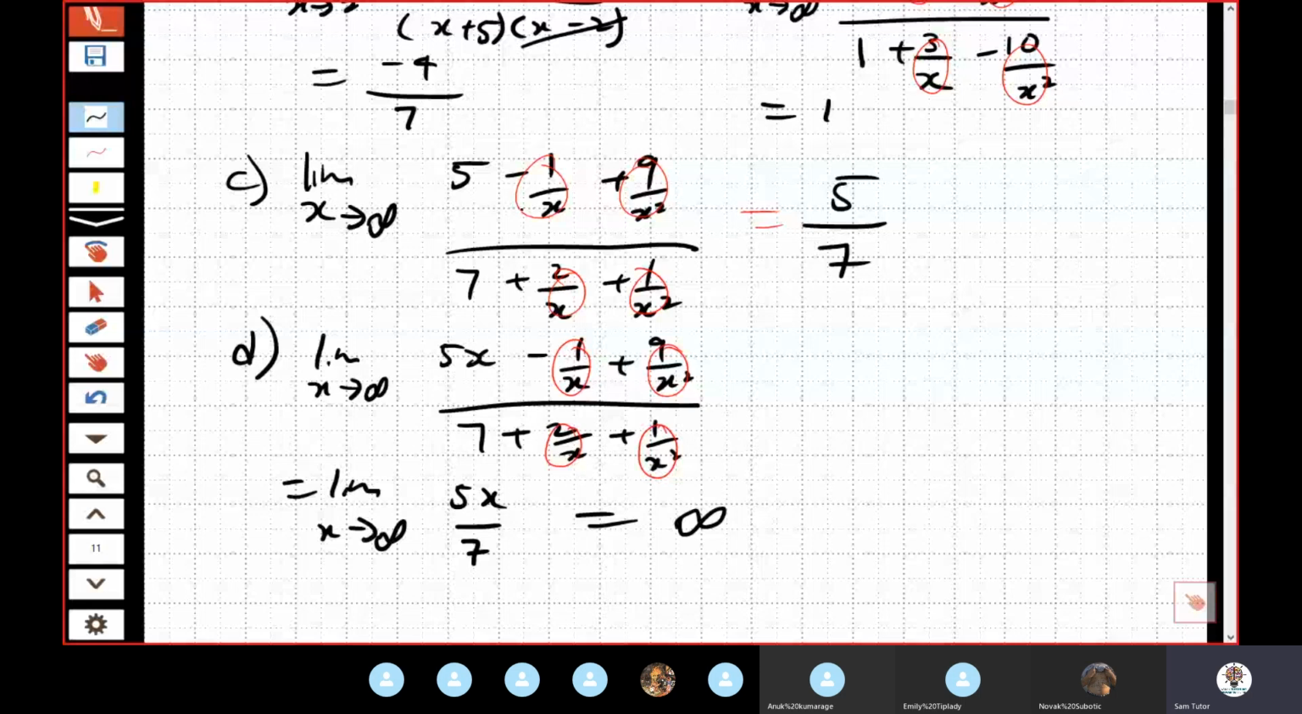Do you guys get that? Whereas these ones here were just constants. So when I sub in infinity, it's only going to affect these ones, which are zeros. Whereas when I sub in infinity into here, actually I still have an x, so 5 times infinity actually leaves you with infinity.